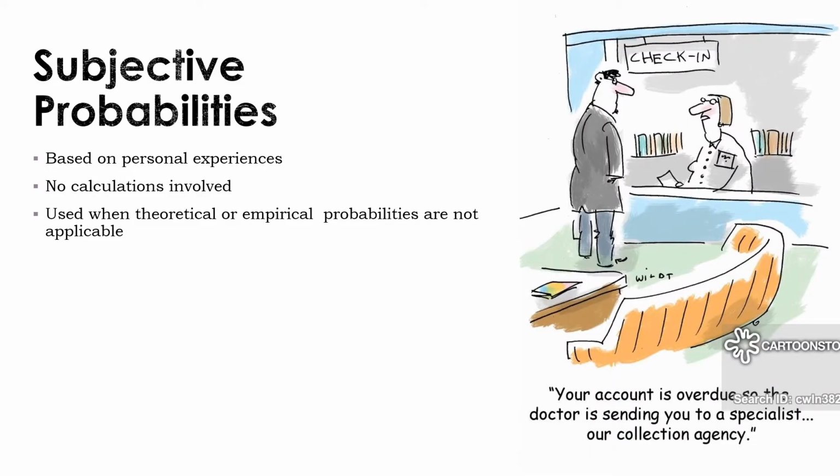Subjective probabilities are based on personal experiences and tend to vary across individuals. An example would be seeing your physician. Based on past experiences, you are confident that you'll need at least $20 for the bill. There are no calculations involved for this type of probability. This type is used when there is not enough observed data to form empirical probabilities or theoretical probabilities are not applicable.